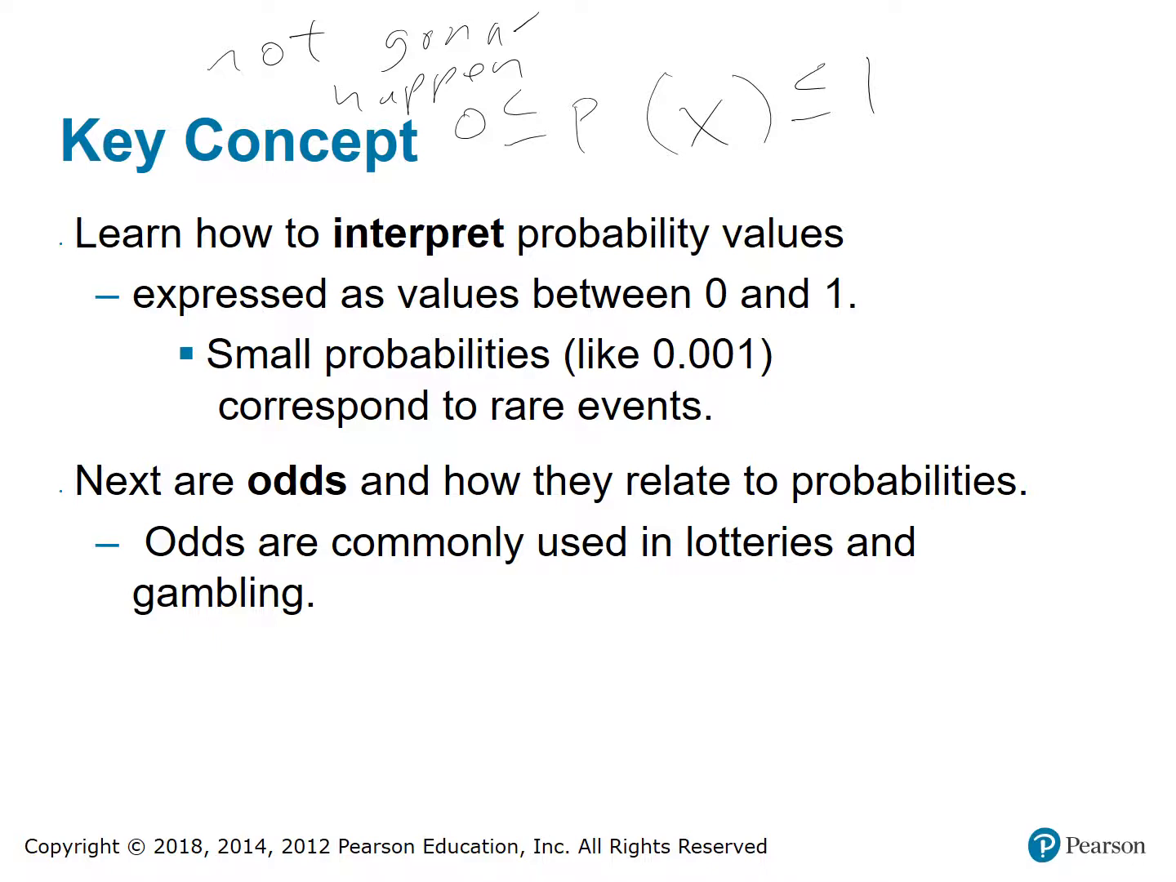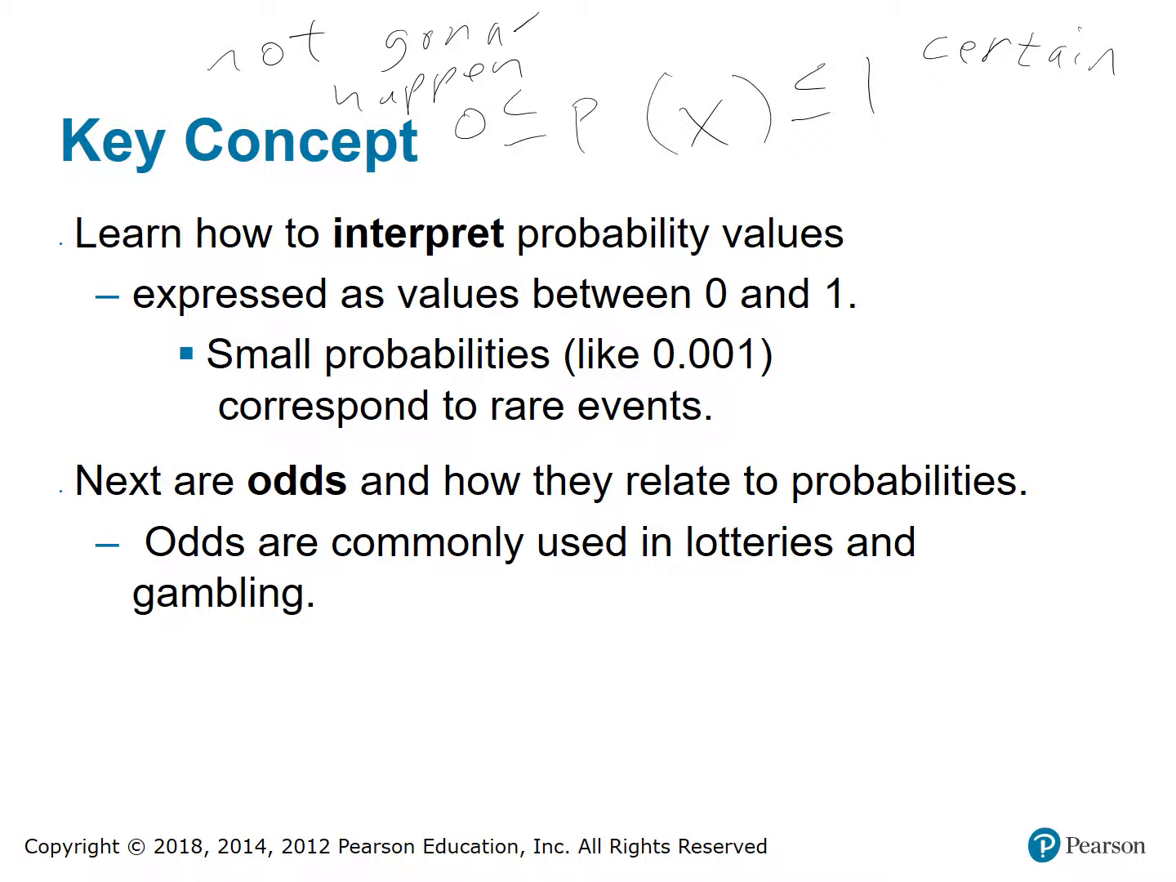That would mean it is as certain as the sun is going to rise tomorrow. So 0 means it will never happen. 1 means it is inevitable. It will happen.